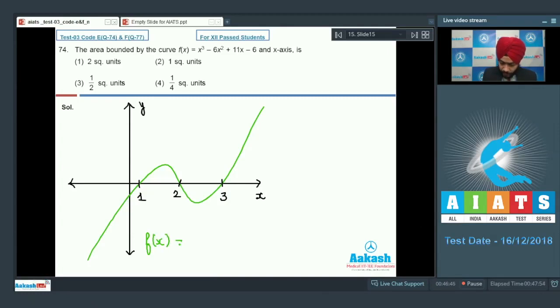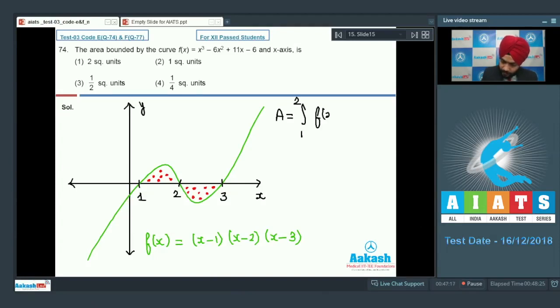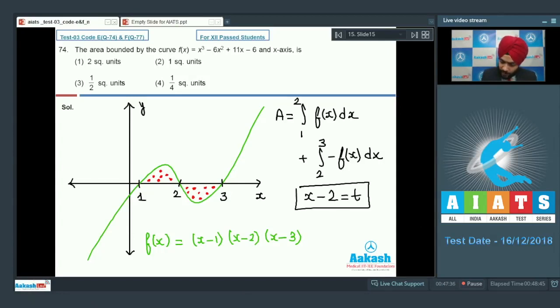f(x) can be written as (x minus 1)(x minus 2)(x minus 3). Obviously we know that this is the required area, this area and the lower area. So this area is equal to integral 1 to 2 f(x) dx plus integral 2 to 3 of minus f(x) dx, because f(x) is negative in that interval. So all you have to do is put f(x) as (x minus 1)(x minus 2)(x minus 3). Make the substitution x minus 2 equals t to simplify your answer very quickly.